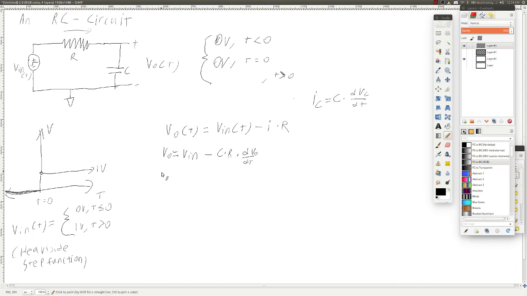Now, we get to differential equations. How do we solve this? There's not an easy way to do this. You can't multiply out by dt like you would if you could separate your variables and then integrate both sides. This is not your simple separable equation. But what we can do is put all of our V out based terms on one side. So CR dV out dt. The other side we have V in.